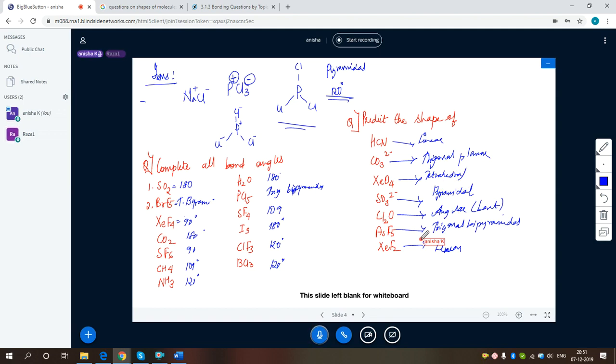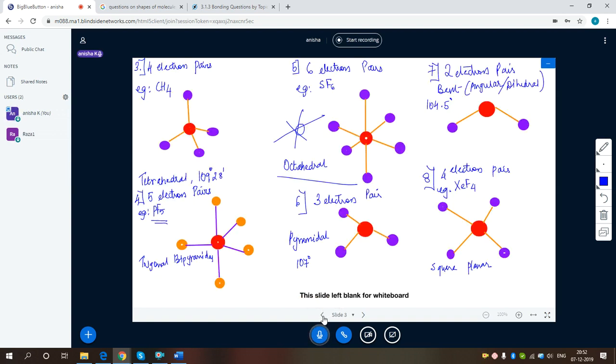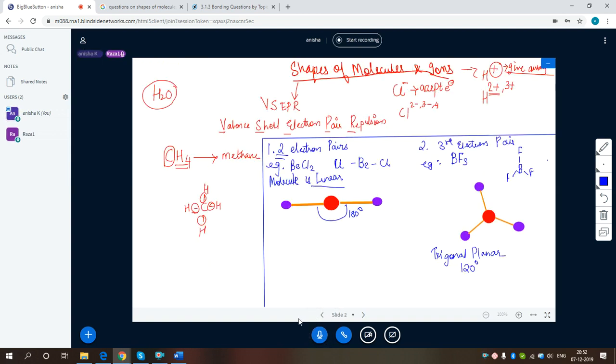If it had an ion on it, say NH4 plus, would that change the shape? Yes, that will give you the shape. See, if I'm talking about CO3 2-, it gives me a trigonal planar. What is the angle for trigonal planar? 120 degrees.